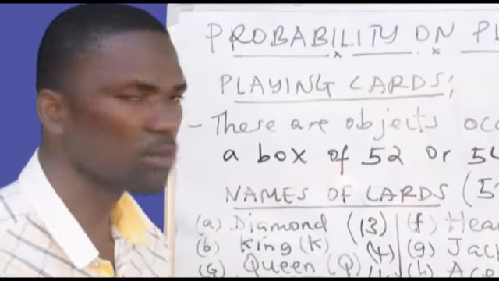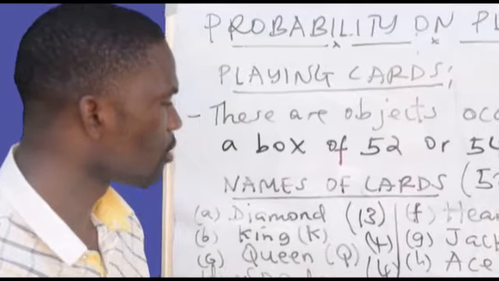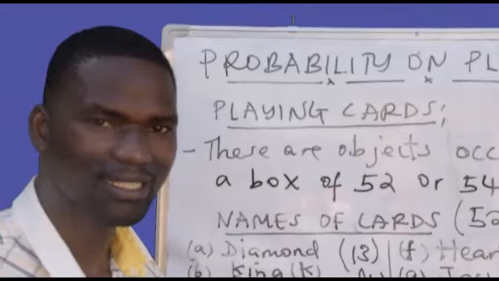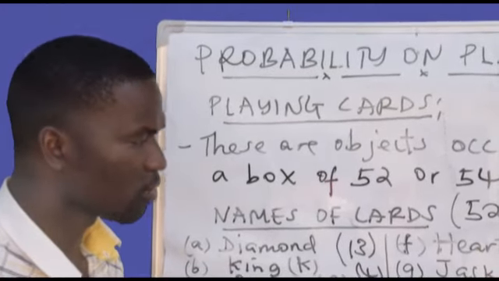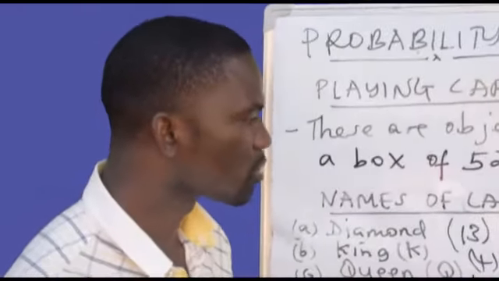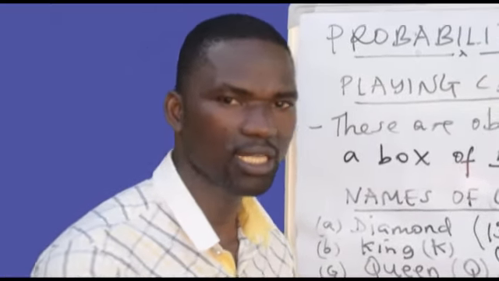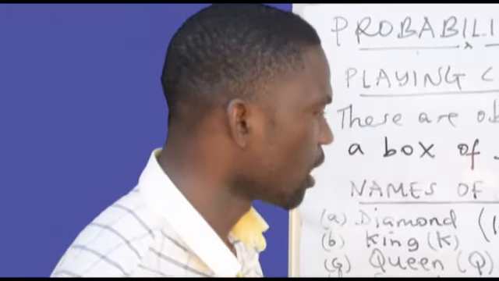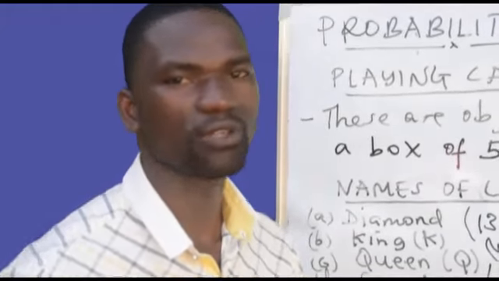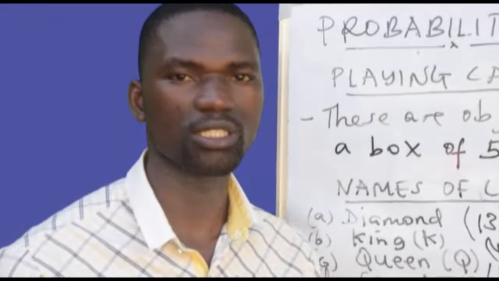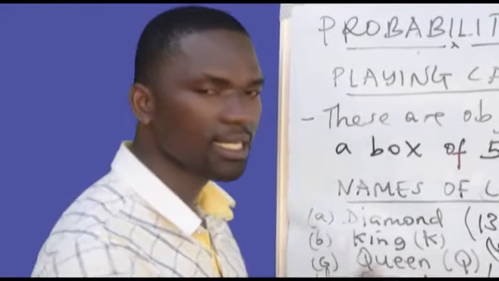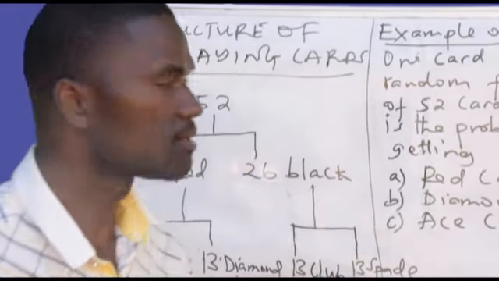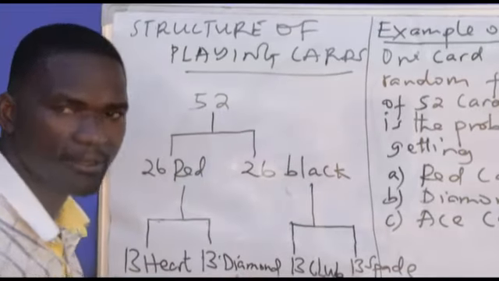Let's check a little more on the tree diagram of how these cards have been identified, branched or structured. Let us check the structure, a kind of tree diagram, which portrays how the cards are derived from the available 52 cards. And from there we can check some examples on how to answer questions on probability on playing cards. Okay, let's check that. We continue with the structure of playing cards.